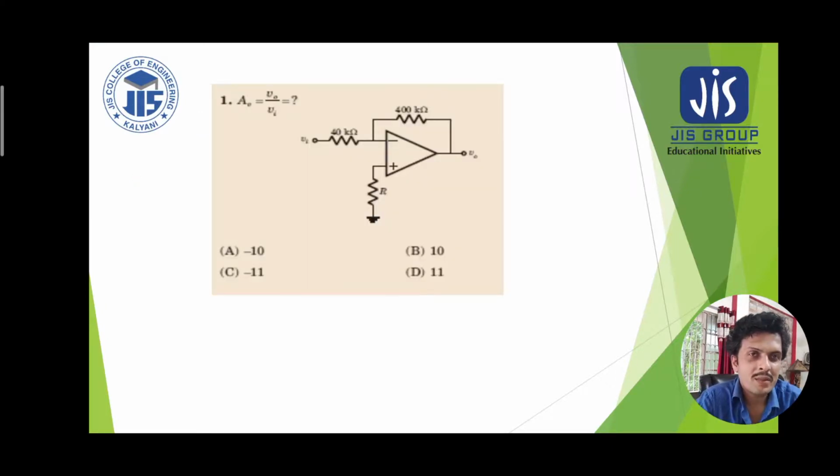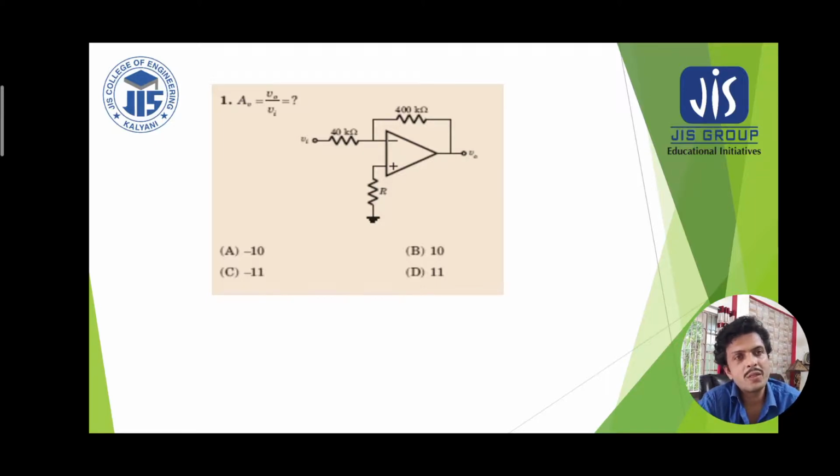Here an example is given, a mathematical problem, in which it is clearly shown that the input voltage Vi is the input signal which is applied to the negative terminal of the op amp through a resistor of 40 kilo ohm. So 40 kilo ohm is treated as the input impedance of this op amp, and here a resistor R is present at the non-inverting terminal, and at the inverting terminal, if you see, there is a feedback resistor of 400 kilo ohm connected to the output. The question is to find the ratio of the output voltage to the input voltage.